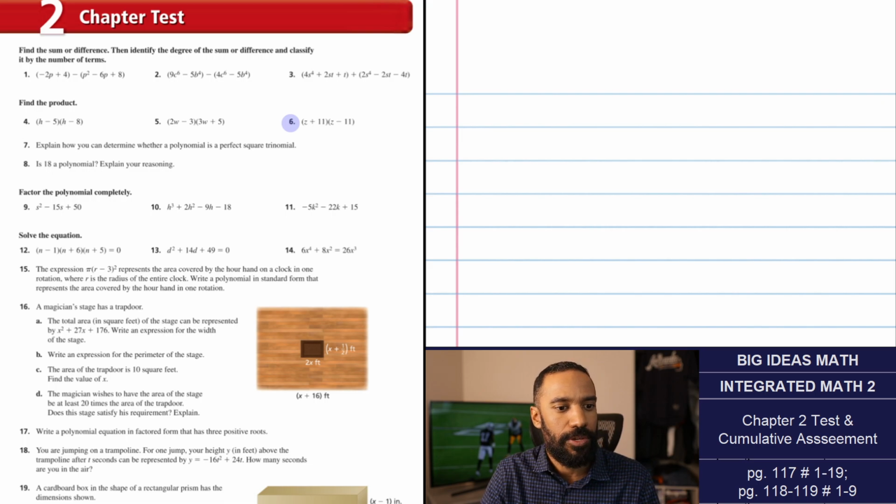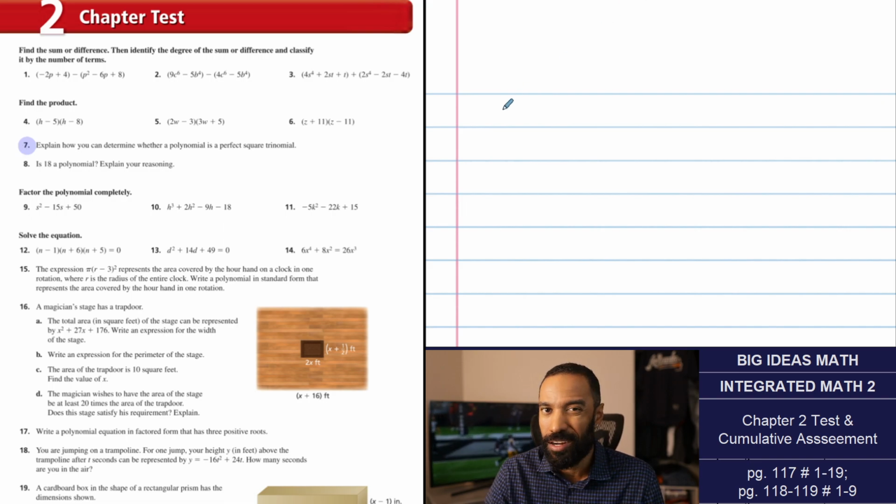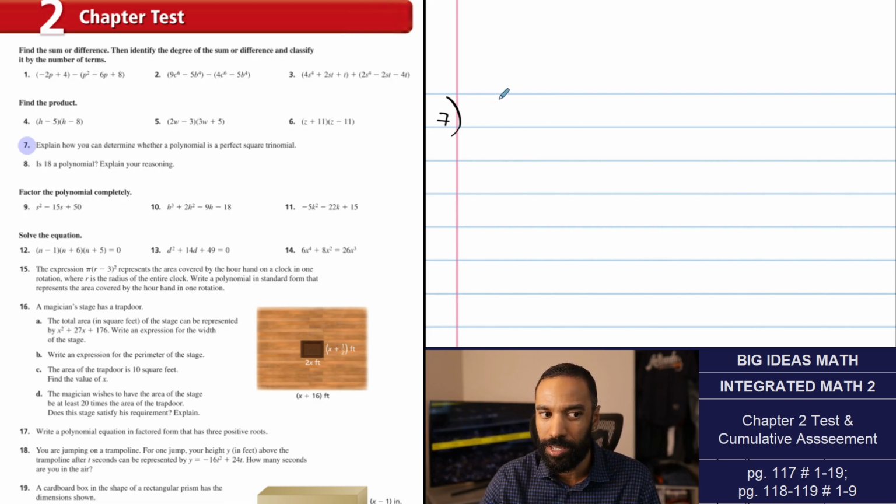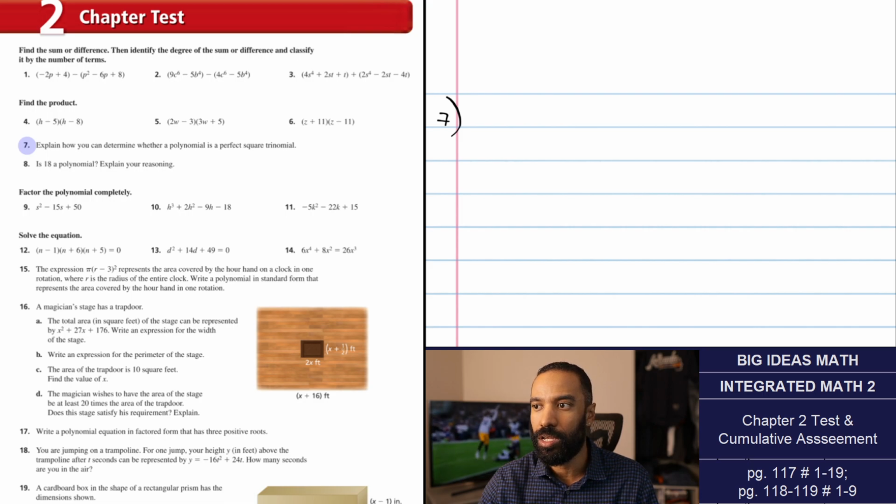Number 7, explain how you can determine whether a polynomial is a perfect square trinomial. That's also out of section 2.3, or maybe a little bit out of section 2.7. It's kind of a combination of both. I think 2.7 it applies more because we've got to recognize what it is. So explain how you can recognize that.